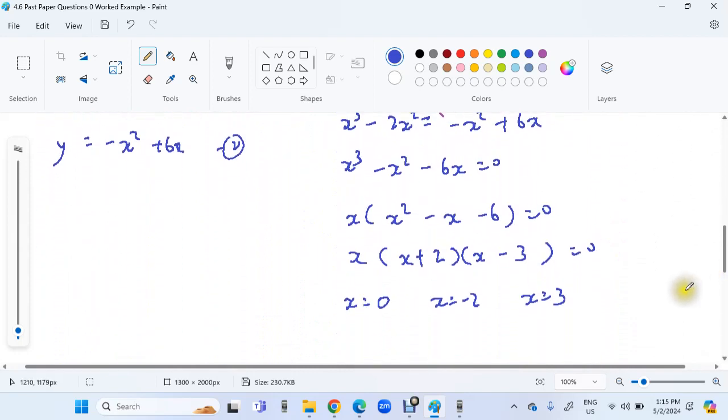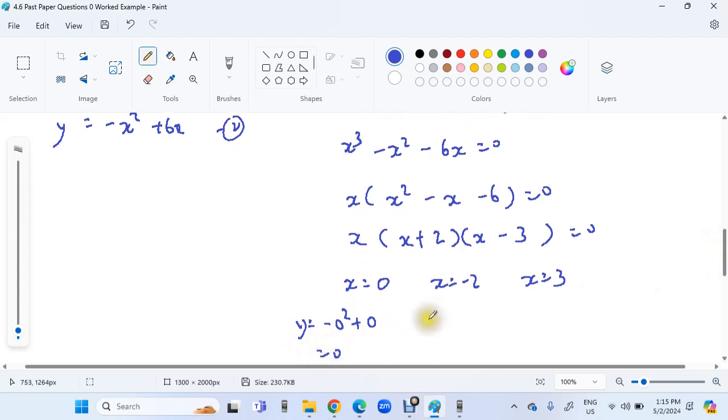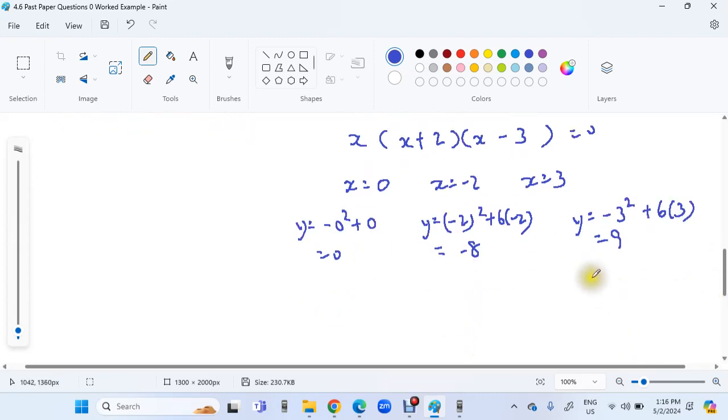They want us to find the coordinates. To find y, I substitute into equation number 2. Negative 0 squared plus 0 is 0. Then y equals negative 2 squared plus 6 times negative 2, so 4 minus 12, then it is negative 8. And then y equals negative 3 squared plus 6 times 3, which is 9. So the coordinates will be (3, 9), (negative 2, negative 8), and (0, 0).